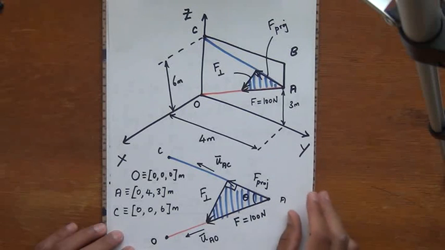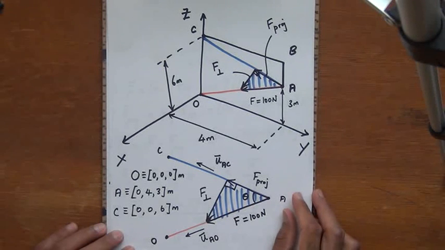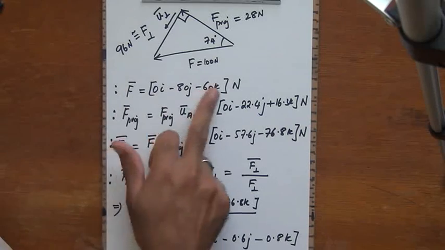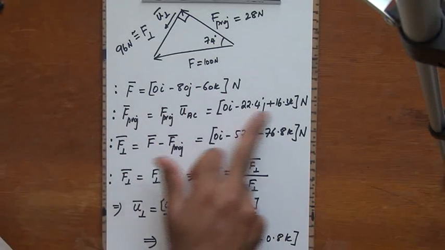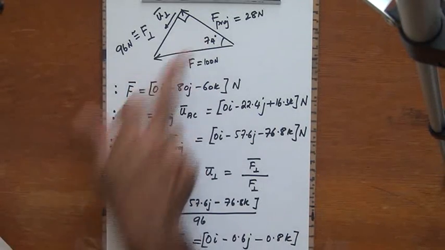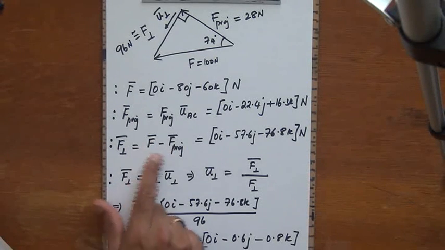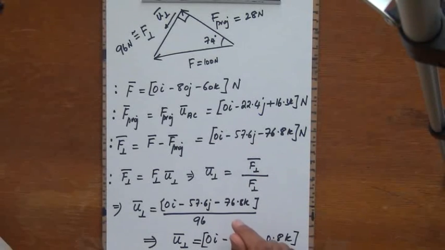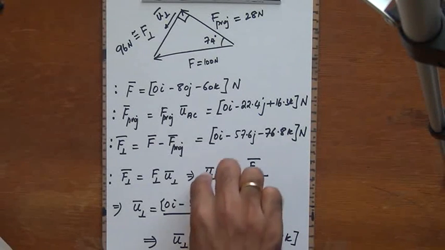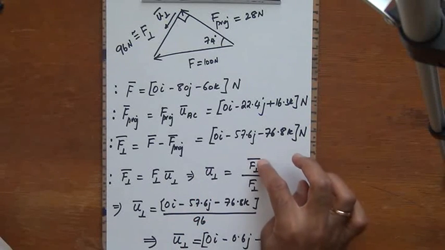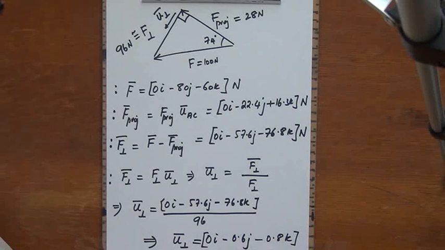These are all vector quantities. When you do the triangle law of addition, they are not scalar quantities, and then we were able to find out the final results: force vector F as a Cartesian vector, F projection as a Cartesian vector after finding out the angle theta, F perpendicular as a Cartesian vector using the triangle law of addition, F minus F projection, this is the answer. And then we were also asked to find out the perpendicular unit vector, and this is nothing but the ratio of the perpendicular vector by its magnitude, and this is the final answer right there. Thank you very much.